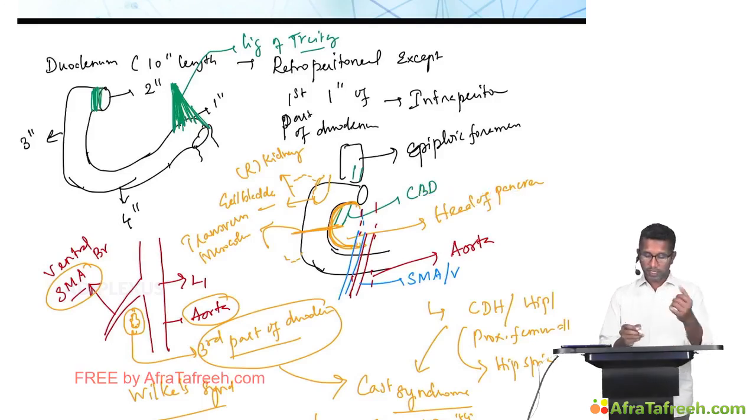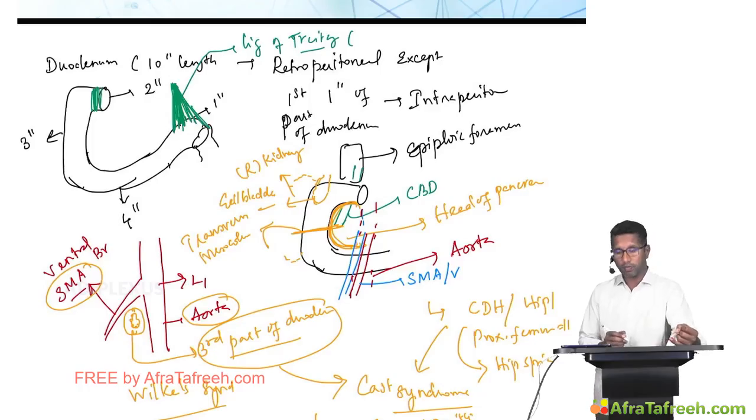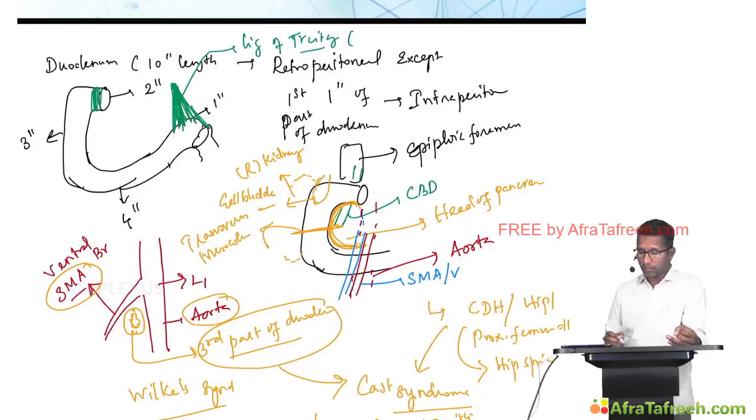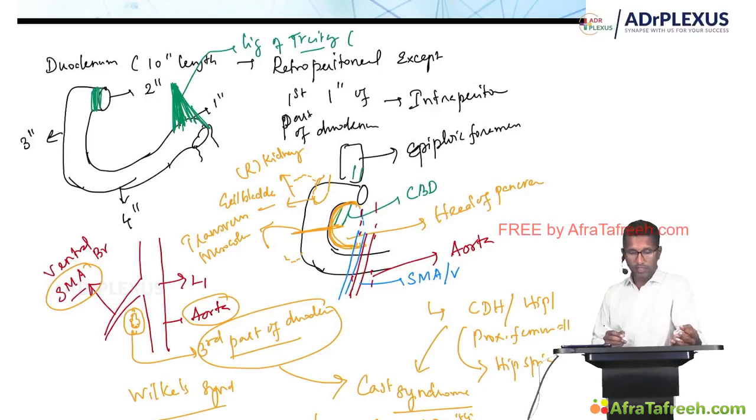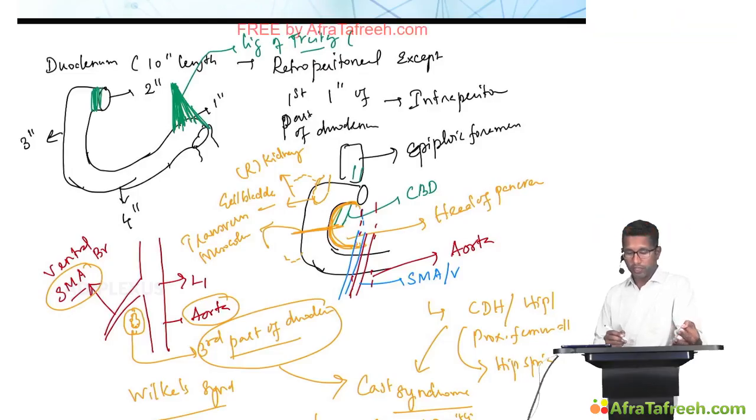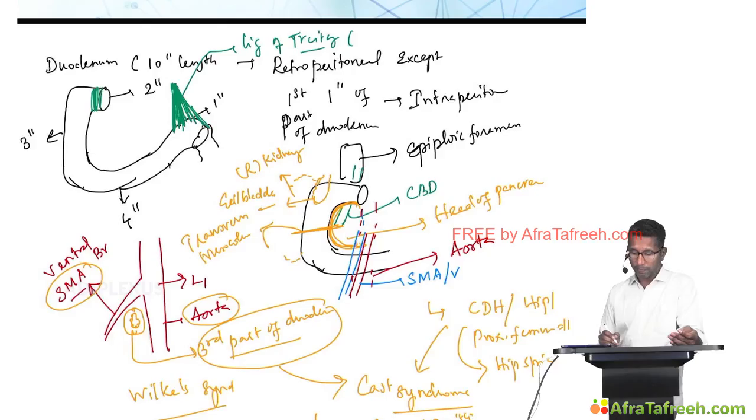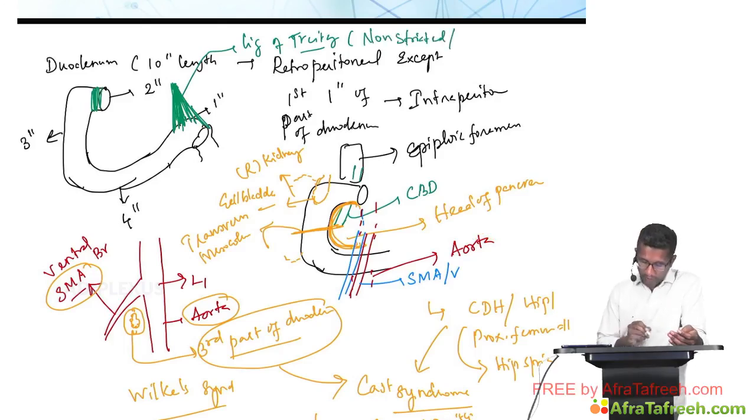Now, this ligament of Treitz contains what kind of fibers? Striated fibers, non-striated fibers, or elastic fibers? Can anybody tell me? If you see the ligament of Treitz, it contains all three: non-striated fibers, elastic fibers, and striated fibers.